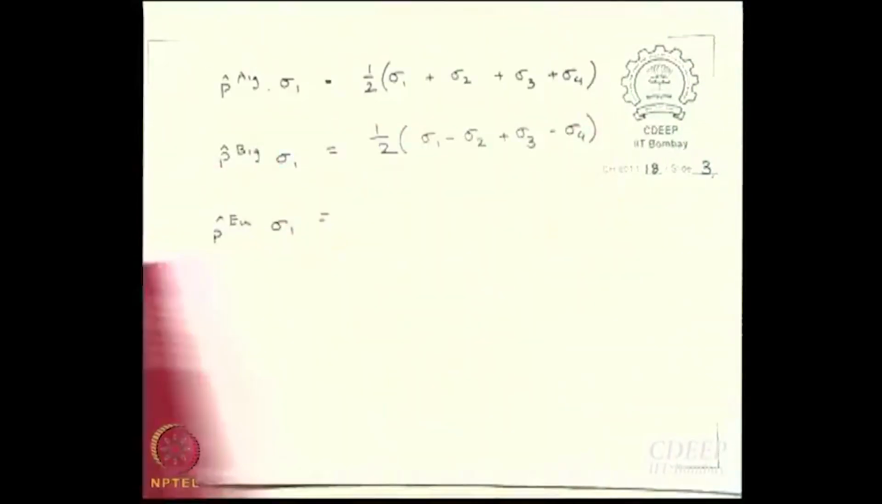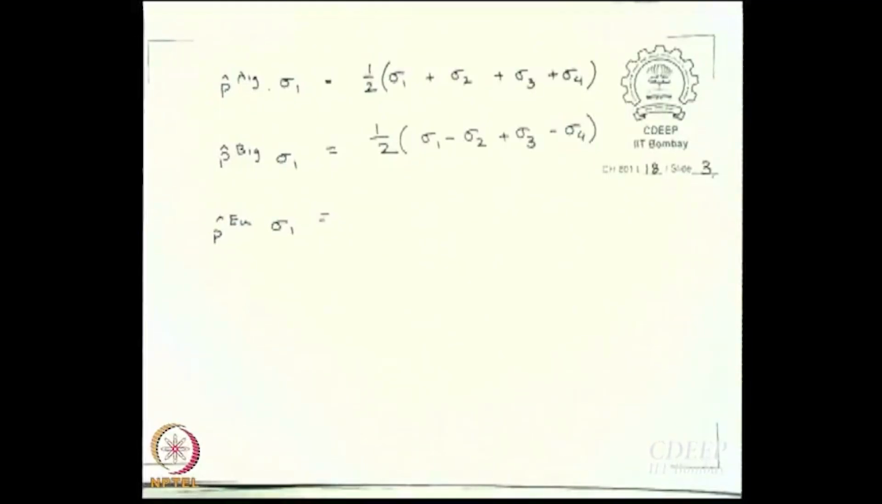Okay, very good. Sigma 1 minus what? Okay, I heard sigma 2. So if you make the projection operator of Eu operate on sigma 1, then you get sigma 1 minus sigma 3. What is the normalization constant? 1 by root 2. Okay, so we have generated 3 SALCs.